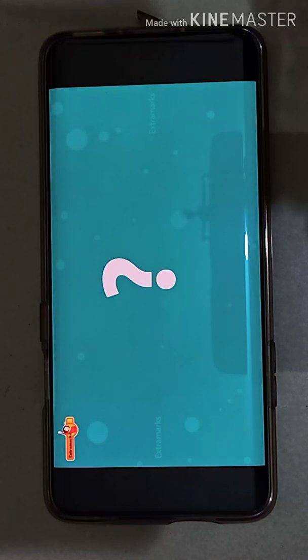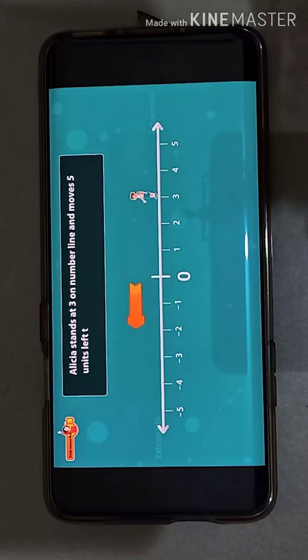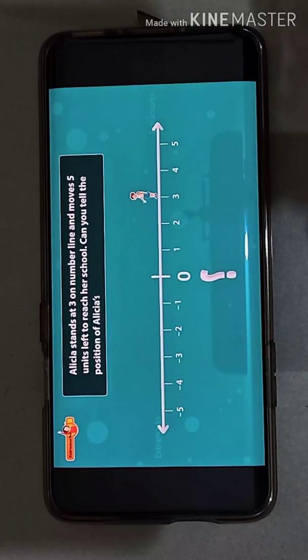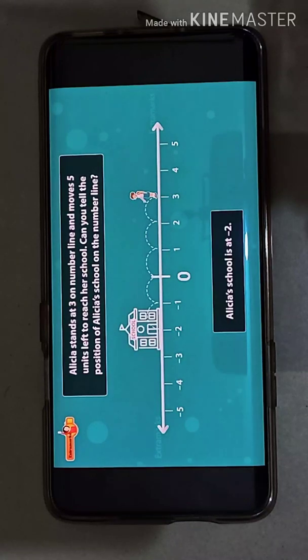Now, here is a quick question for you. Alicia stands at 3 on the number line and moves 5 units left to reach her school. Can you tell the position of Alicia's school on the number line? If you move 5 units left from 3 on the number line, then you reach negative 2. So, Alicia's school is at negative 2.